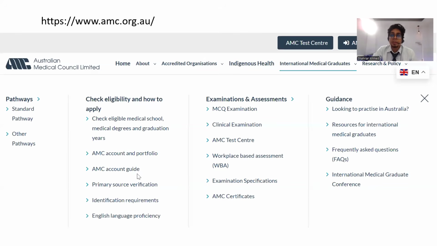Here you will find the AMC account. If you want to make an AMC account, you click this part and you will find the guidelines: account and portfolio making, checking med school eligibility. It's very important to check, especially if your medical school is new, whether it is verified with AMC. If seniors from your medical school have done AMC or PLAB, then your school is very likely already verified. Then there's primary source verification. These initial parts are part of the verification, and the guide is on the official website.